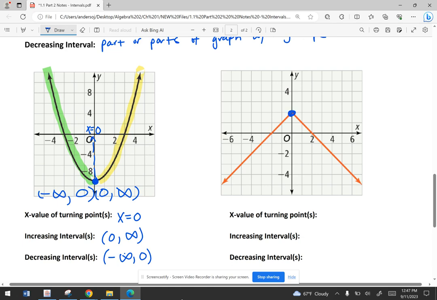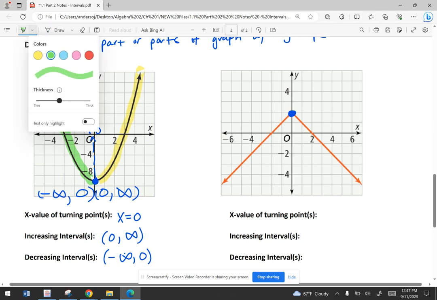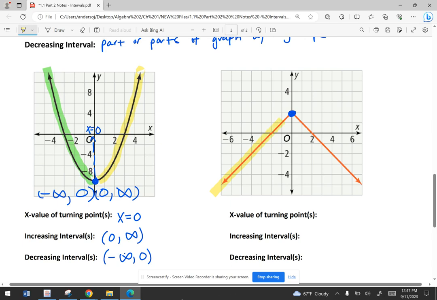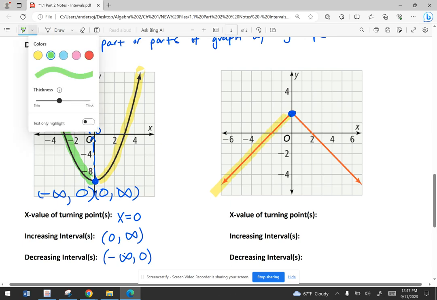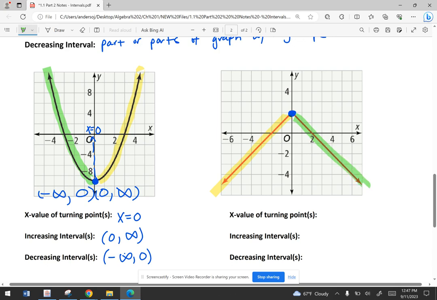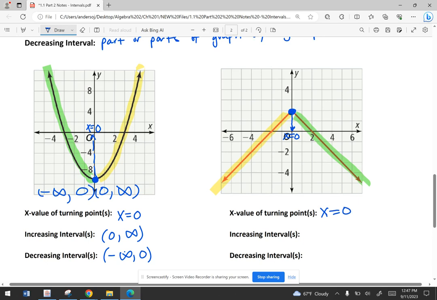Here, I'm going to mark the turning point, the point in which the graph switches. This particular graph is actually increasing first. It's going up, then it hits that turning point, and it goes down. Again, here is the x value, x equals 0, so that turning point is at 0. Our interval of increase is negative infinity to 0. And our decreasing interval starts at 0 on the other side and goes to positive infinity.